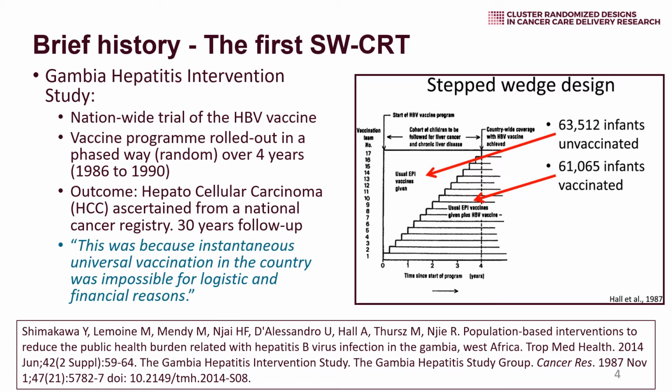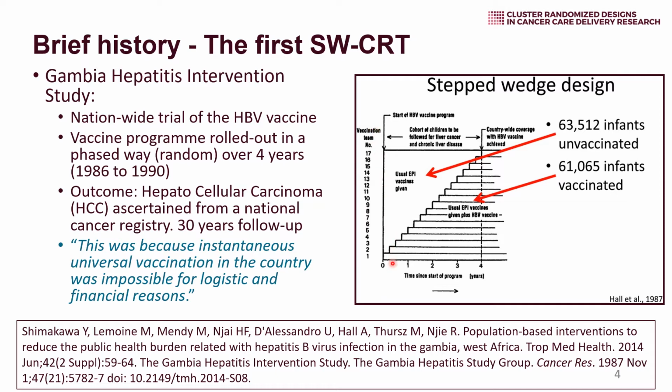So to begin with, a bit of history. The first stepped wedge cluster randomized trial was probably a study called the Gambia Hepatitis Intervention Trial. This was a nationwide evaluation of the HBV vaccine in Gambia. The vaccine program was rolled out in a phased but also random way over a period of 4 years from 1986 to 1990. So, a schematic representation of the study design over here.